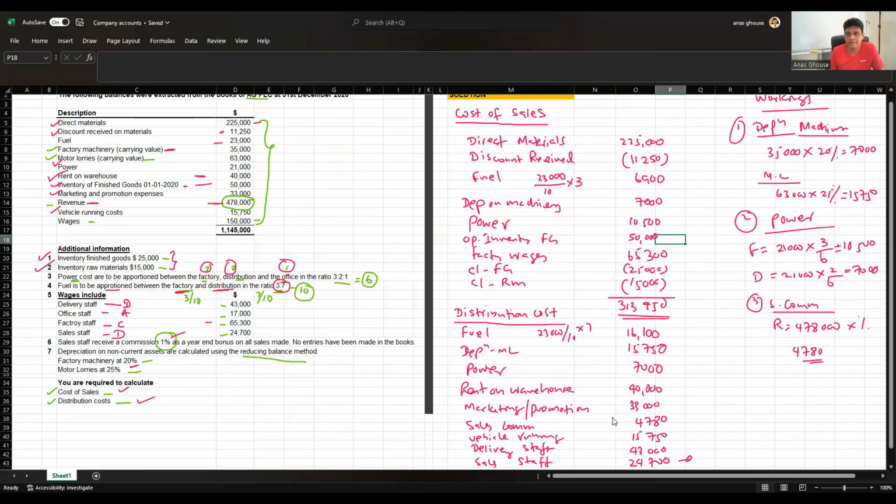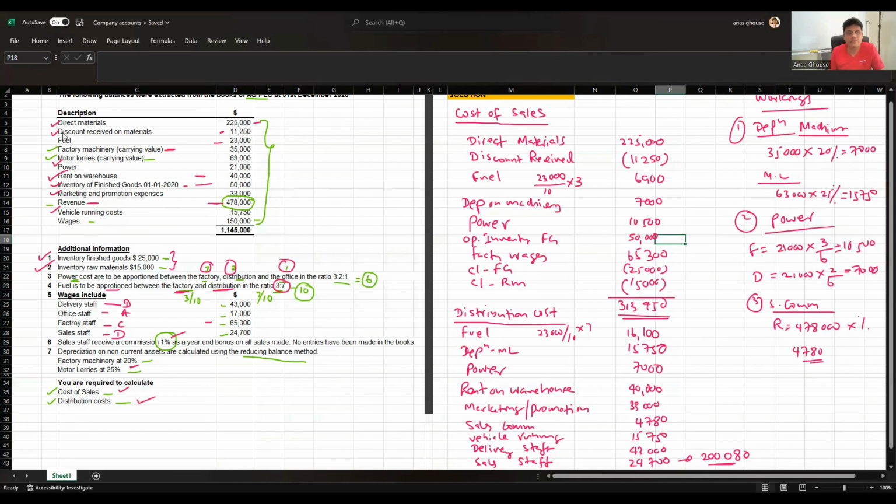Then this total should be 16,100 plus 15,750 plus power 7,000, rent on warehouse 40,000, marketing and promotion 33,000, then 4,780 is the sales commission, vehicle running 15,750, plus the wages, delivery staff 43,000 and 24,700 for the sales staff, which is going to be 200,080. So this is the total.